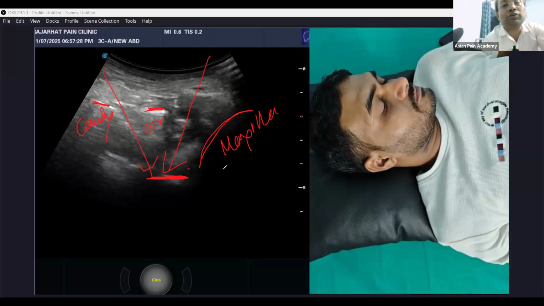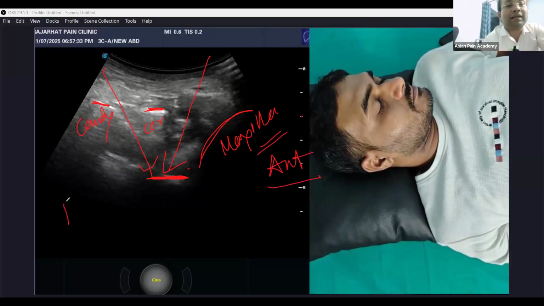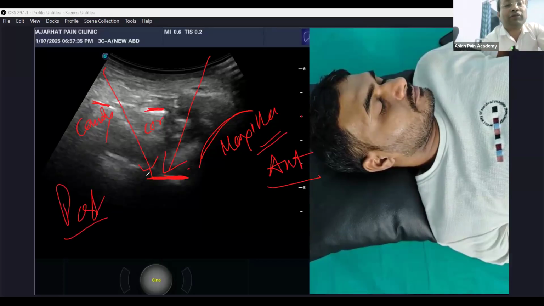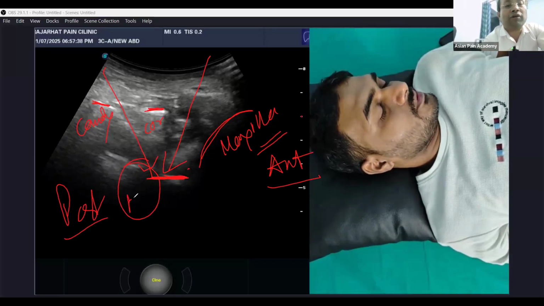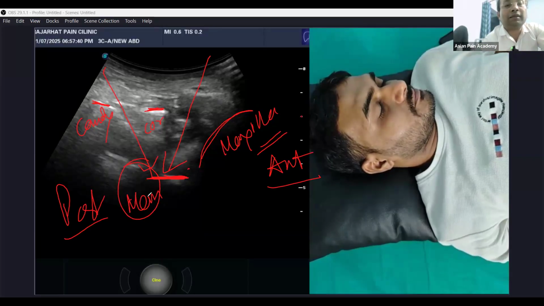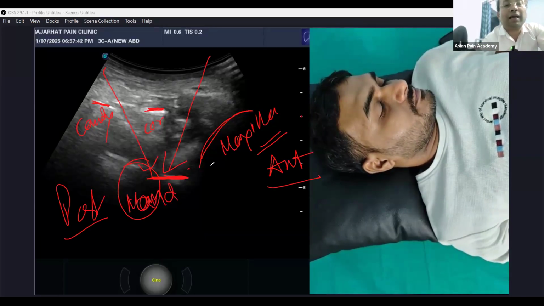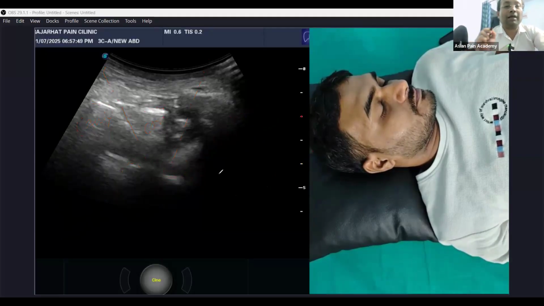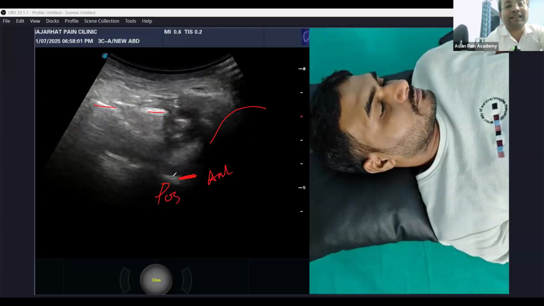If we go anterior to that, so this side is anterior, you can understand this is maxilla, and this side is posterior. Okay, so if we go posterior to that, we go for the mandibular branch, and if we go anterior to that, then we go for the maxillary branch. Understand the concept. So these three bony structures, this is the pterygoid plate. Either you go posterior or you go anterior after hitting.